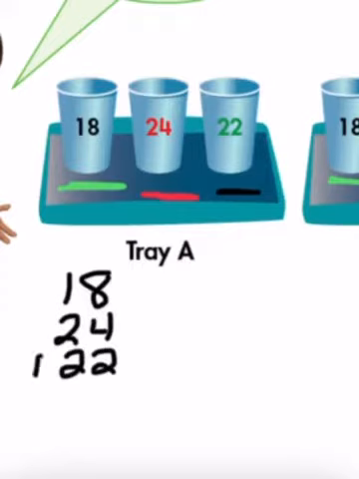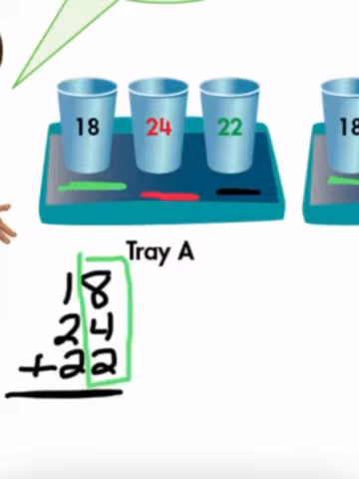22 for tray A. Okay, so I write it vertically. I make sure my ones numbers are all in the same column, nice and neat and straight. I also make sure my tens digits are also lined up nice and neat and straight. All right, so I'm going to erase those last 2 little arrows I drew. There we go. And now we can add up our ones column. Here's our ones column right here. We're going to add it first.